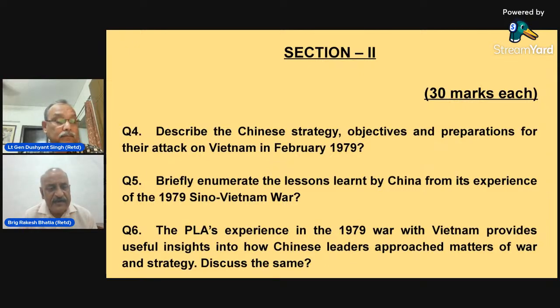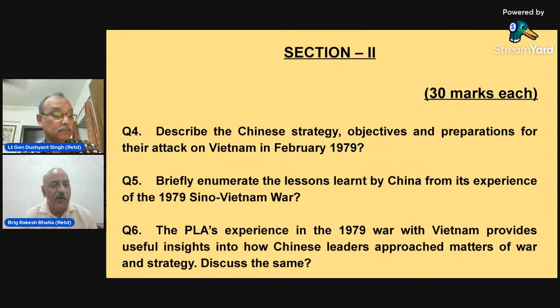But it does provide insights into how Chinese leaders approach matters of war and strategy. Discuss the same. Now, students would do well here to add one or a few sentences about how PLA has evolved from 1979. Are those lessons still relevant or not? And maybe we can draw some lessons for our own armed forces also, because China, of course, remains a common adversary. For what they did in Vietnam, it is imperative on a human mind that they tend to repeat, like they say, history repeats.